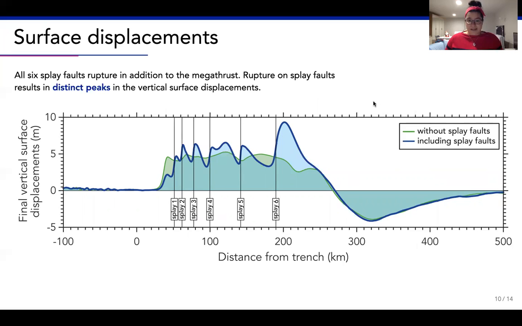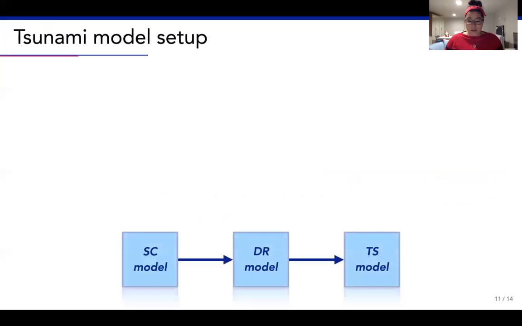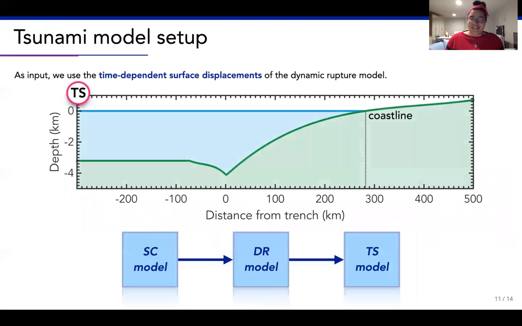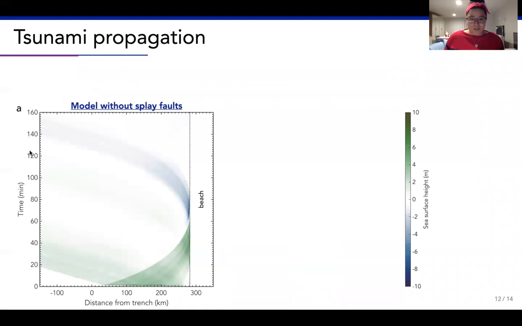So what happens then in the actual tsunami? In order for that, we will couple the dynamic rupture model to a tsunami model again. Our initial tsunami model setup looks like this. It's a 1D model, and we have an initial sea at rest. This is our topography. And as input, we use the time-dependent surface displacements of the dynamic rupture model. So if we run that, we have the following results.